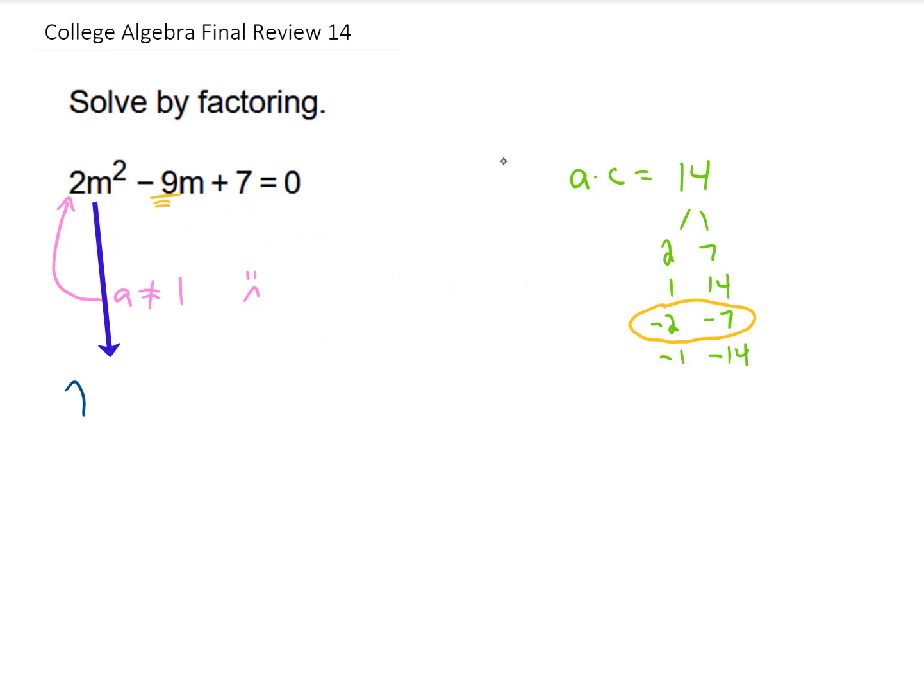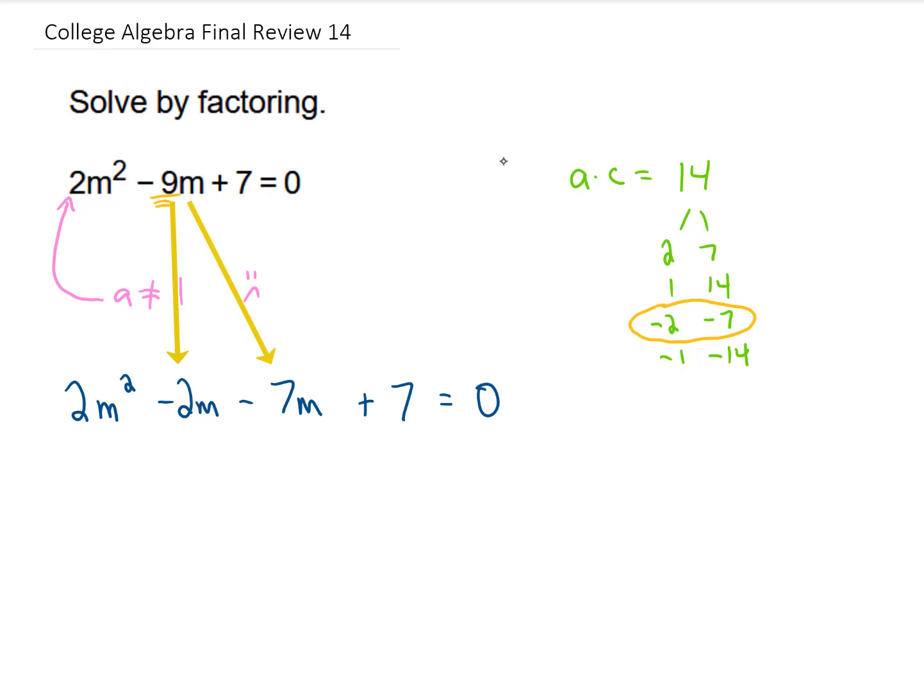What we do is we actually copy down the first term and the last term, and we replace the -9m with a -2m minus 7m. You could have replaced this in any order. You could have put the -7 here and the -2 here, and this problem would work out just fine. But ultimately, we've taken -9m and we've rewritten it as -2m minus 7m.